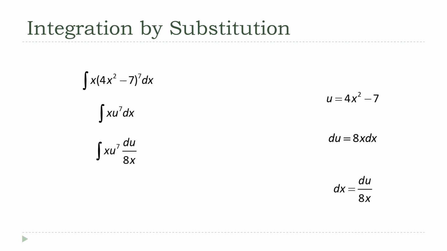And it becomes the integral of x times u to the 7th du over 8x. You see why I wasn't concerned about those x's now. The x's are going to cancel. I'm going to bring the 1/8 out in front like I did before with the 1/2. And this is an integral I can do something with. The integral of u to the 7th du is u to the 8th over 8 plus a constant, and we still have that 1/8 out in front. 8 times 8, that becomes 1/64. I'm going to put 4x squared minus 7 back in there for u, and I get my final answer: 1/64 times 4x squared minus 7 to the 8th, plus a constant.